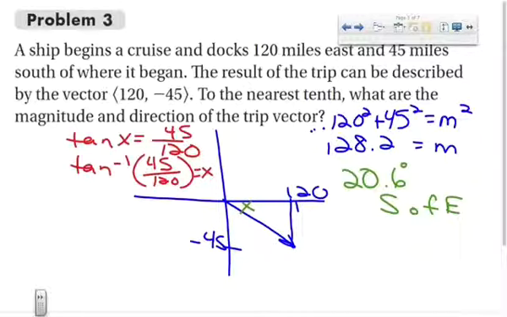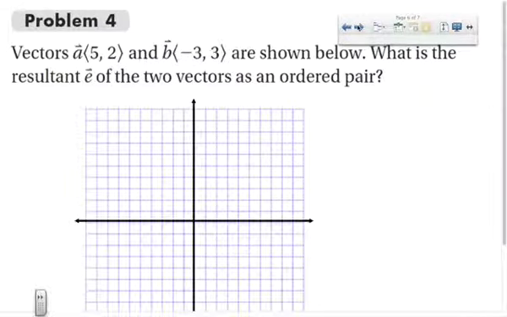Okay? That's what I have for my magnitude. 128. Okay, well, did we need this previous screen? We had it. We doing all right? We got it?